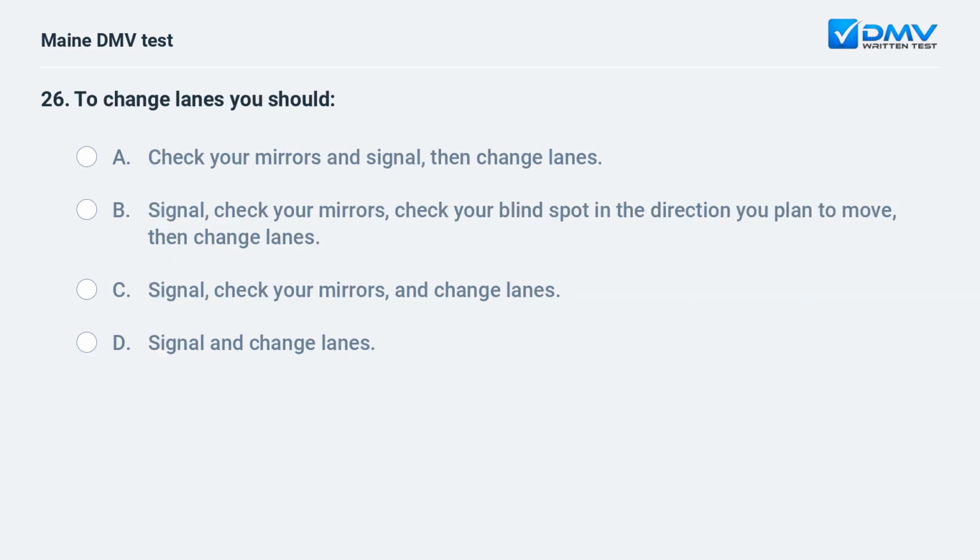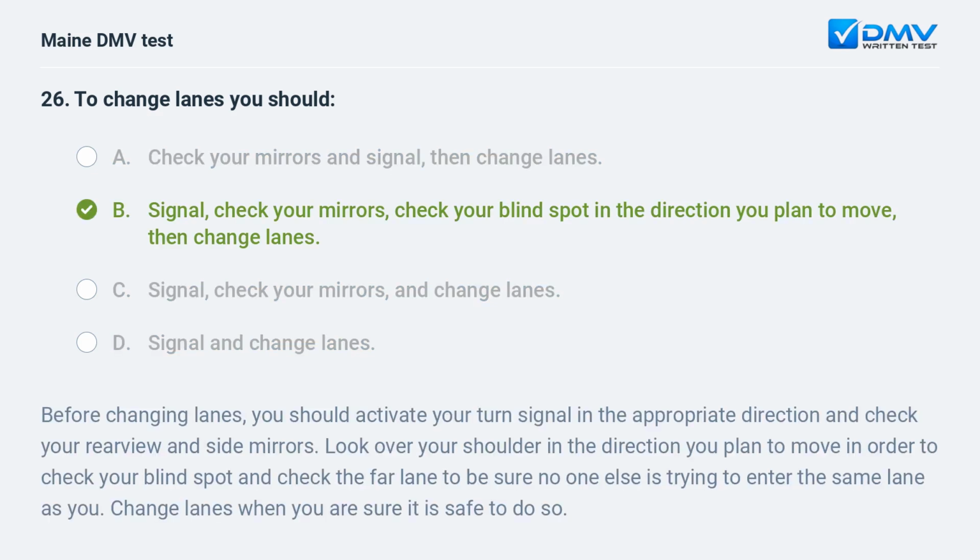To change lanes you should A. Check your mirrors and signal, then change lanes. B. Signal, check your mirrors, check your blind spot in the direction you plan to move, then change lanes. C. Signal, check your mirrors, and change lanes. D. Signal and change lanes. B. Signal, check your mirrors, check your blind spot in the direction you plan to move, then change lanes.